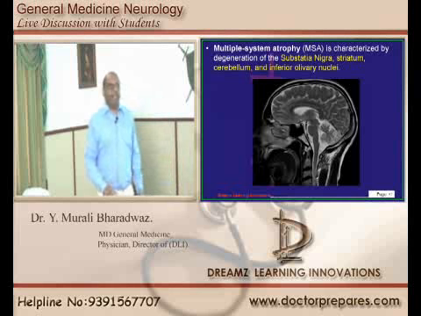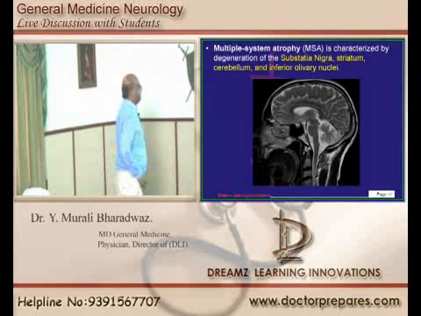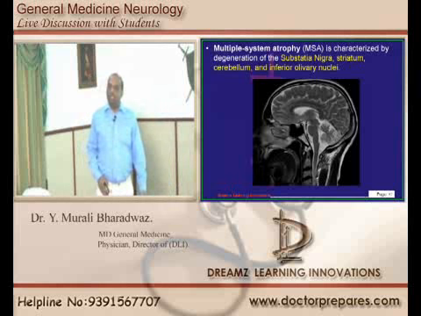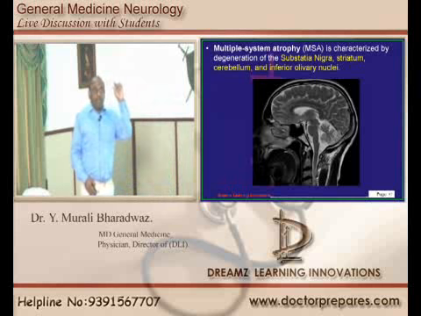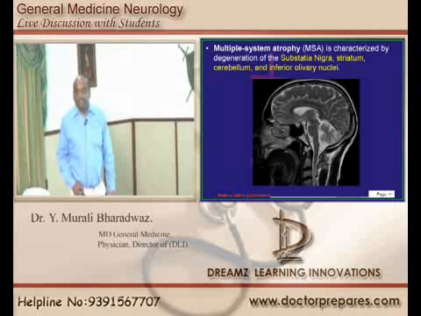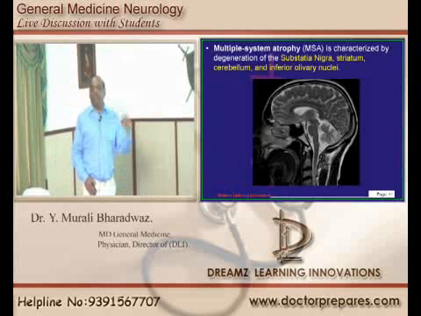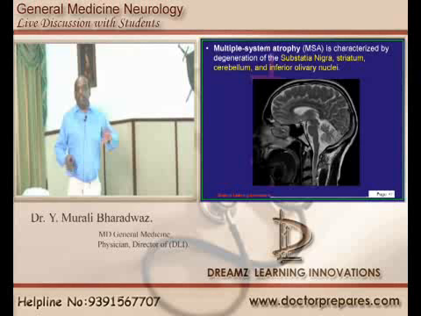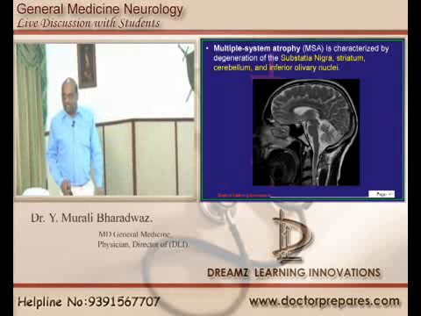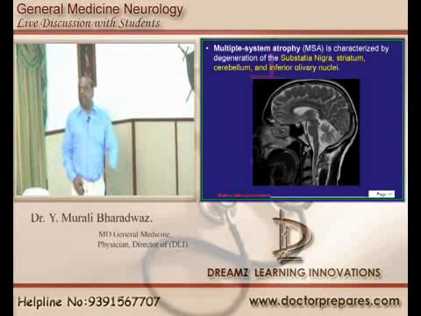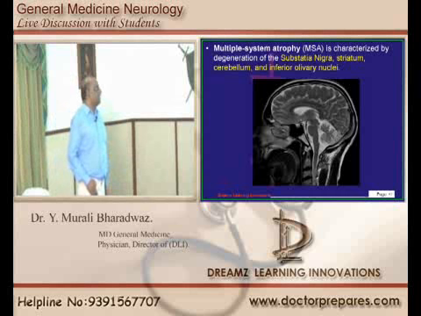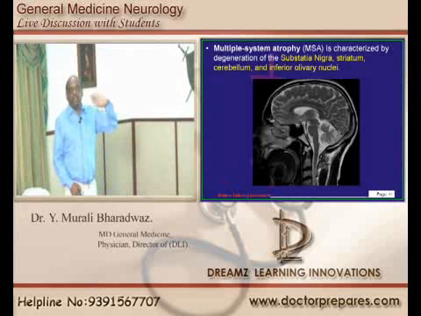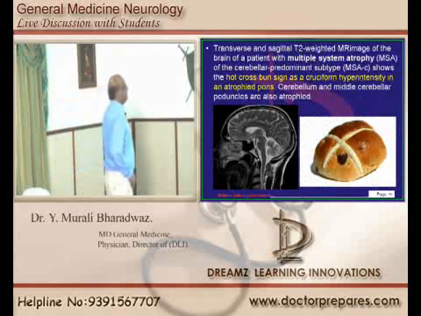Then you have one more important entity called multisystem atrophy, where the substantia nigra, cerebellum and inferior olivary nucleus, any of them, in fact all of them, undergo degeneration. So how do they present? They can present with predominantly cerebellar clinical features, or they may present with basal ganglia features like Parkinsonism. In both forms they are additionally associated with autonomic dysfunction. That's how you basically recognize it.